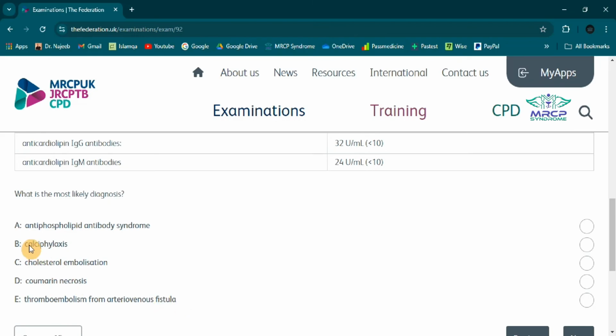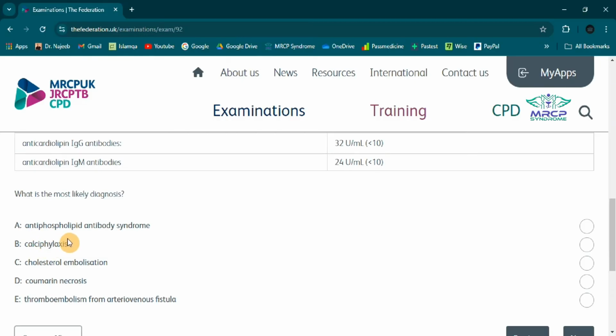And regarding calciphylaxis, this is one of the serious conditions that occurs in patients with end-stage renal disease, and the patient usually comes with painful skin ulceration or nodules. And this patient has ESRD, elevated phosphate, elevated PTH. So these are also risk factors for calciphylaxis.